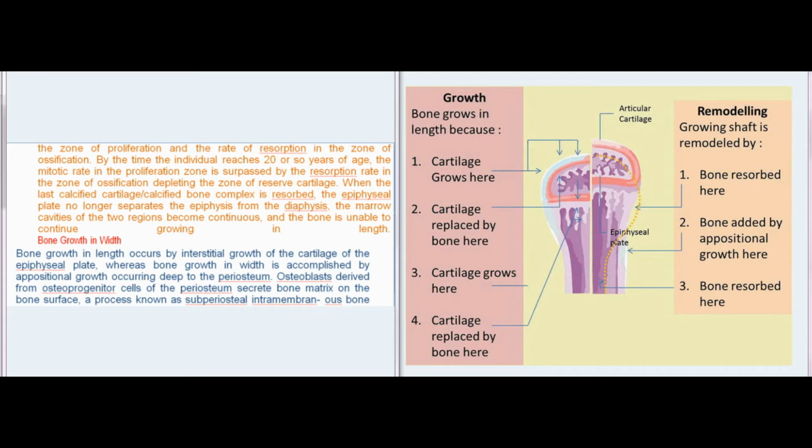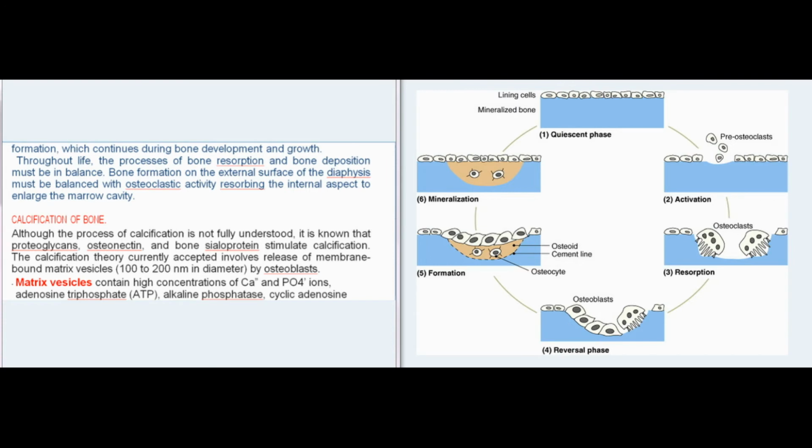Bone growth in width. Bone growth in length occurs by interstitial growth of the cartilage of the epiphyseal plate, whereas bone growth in width is accomplished by appositional growth occurring deep to the periosteum. Osteoblasts derived from osteoprogenitor cells of the periosteum secrete bone matrix on the bone surface, a process known as subperiosteal intramembranous bone formation, which continues during bone development and growth.